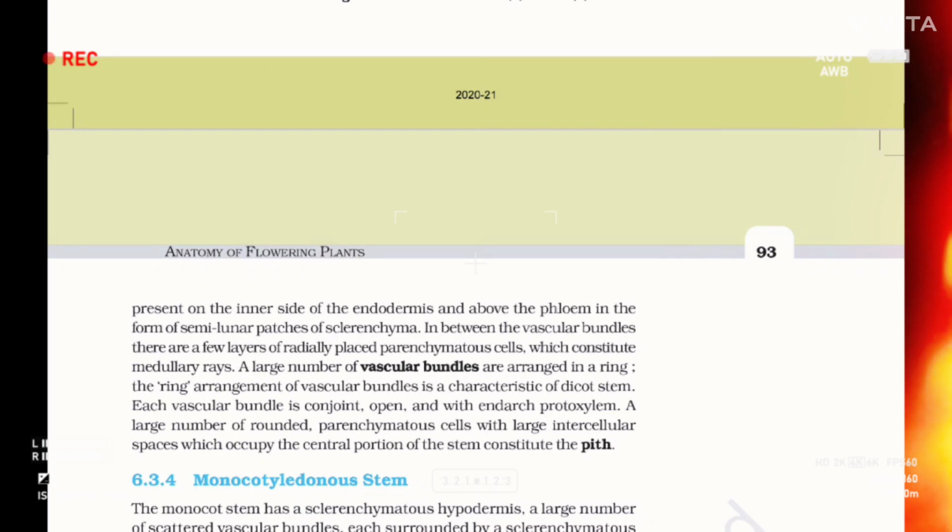A large number of vascular bundles are arranged in a ring. The ring arrangement of vascular bundles is a characteristic of dicot stem. Each vascular bundle is conjoint, open, and with endarch protoxylem. A large number of rounded parenchymatous cells with a large intercellular space, which occupy the central portion of the stem, constitute the pith.